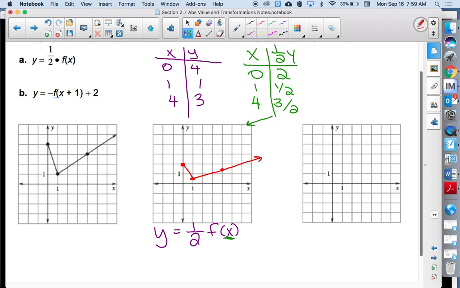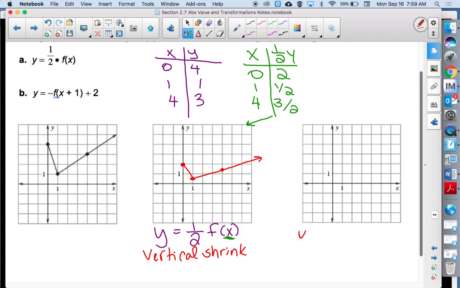And you can look at the original graph and look at the new graph and see that it has shrunk vertically. So we call this a vertical shrink. That's what the 1/2 has done to it. So the x values stayed the same. I still moved over the same amount. But now comparing it to the original graph, it does look shorter than the original graph. So we're going to see if we can do part B.